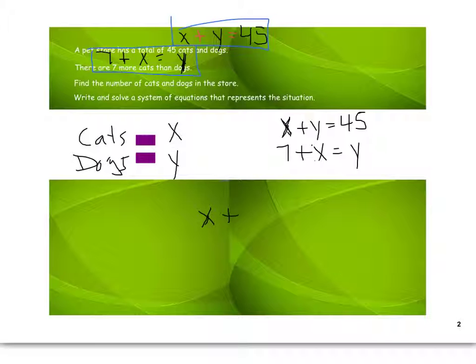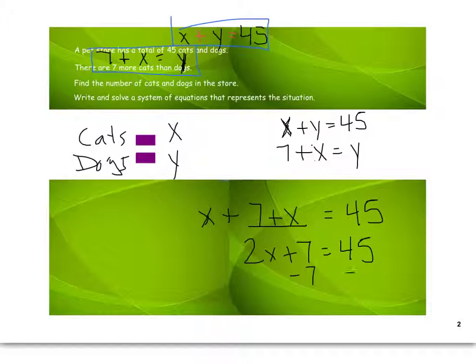X plus Y equals 45 is our first equation there. But instead of putting Y, we're going to put what we know Y equals. We're going to put 7 plus X. Now simplifying like terms, we can see that we've got an X and an X, making 2X. We can't reduce our 7, so we tack it on, equals 45.